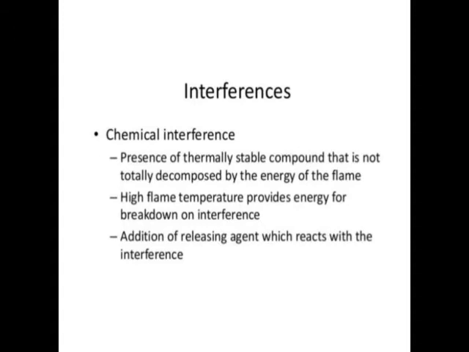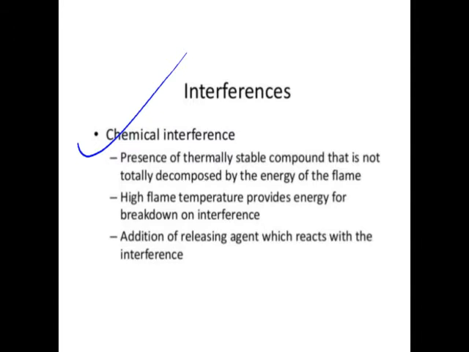That means interference of one metal or atom with the other atom which is to be detected or analyzed. So there are different types of interference. One of these is the chemical interference.